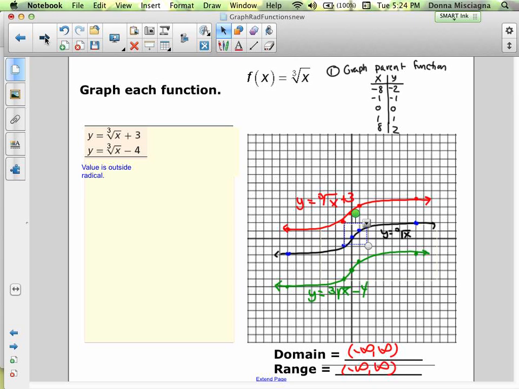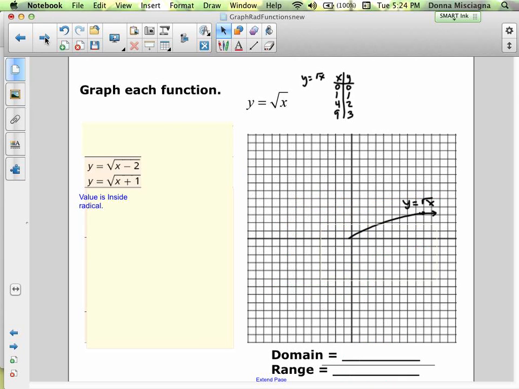Now on to the next graph. I'm going to just shift this graph to the right. And so we're shifting these points 0, 0, 1, 1, 4, 2, and 9, 3. The ones that are listed up there. Those are our key values. If we had more space, we could also graph 16, 4, but I'm starting to run out of space. So 2 to the right. 1, 2.